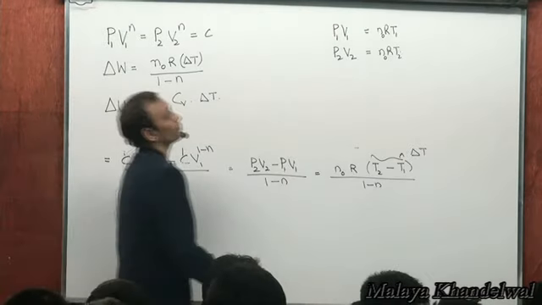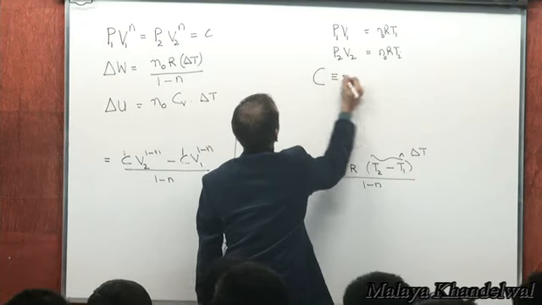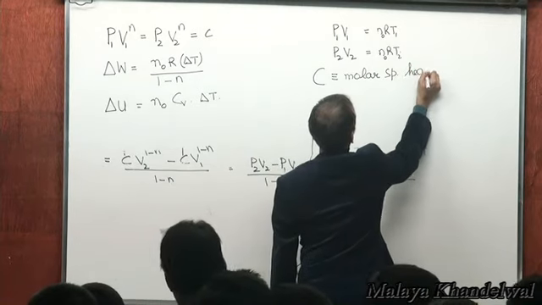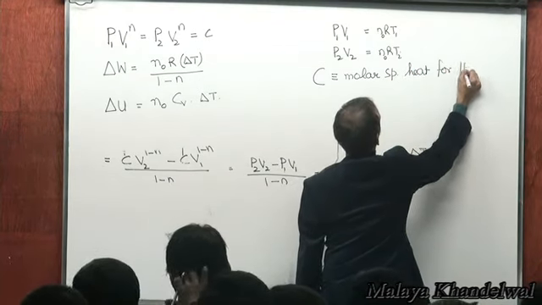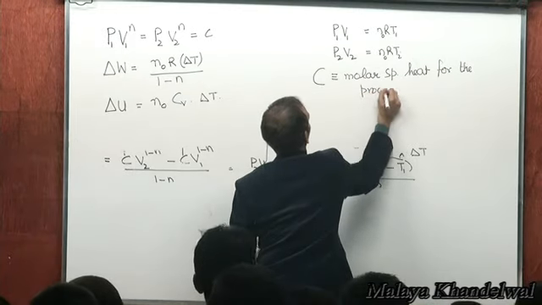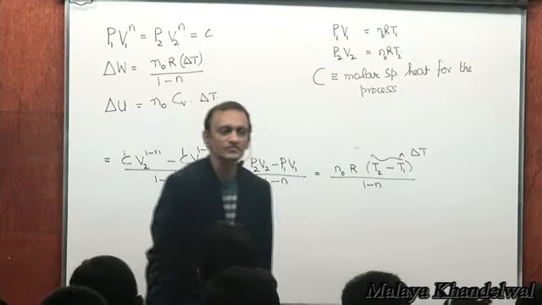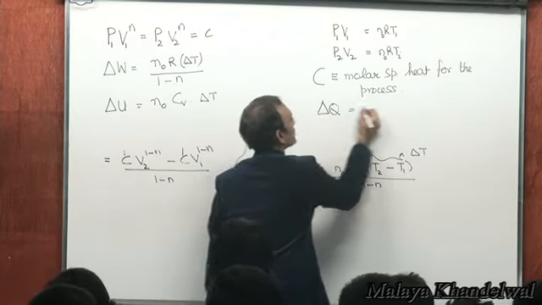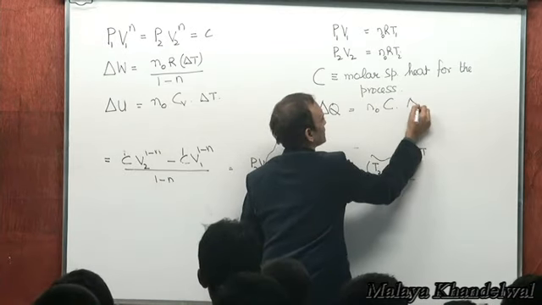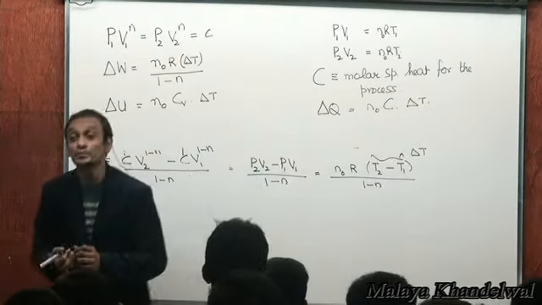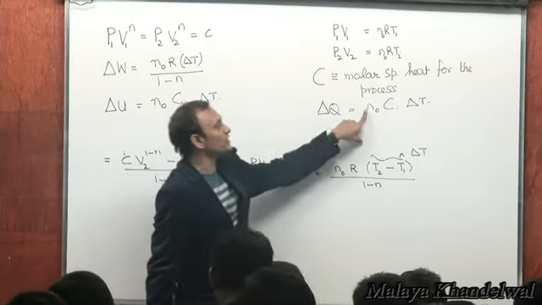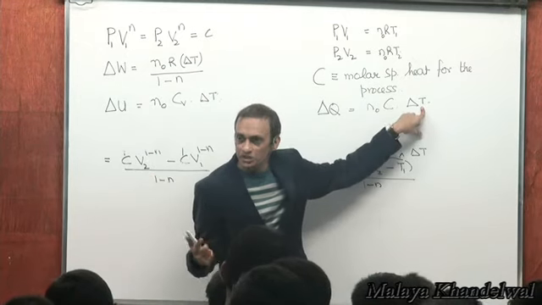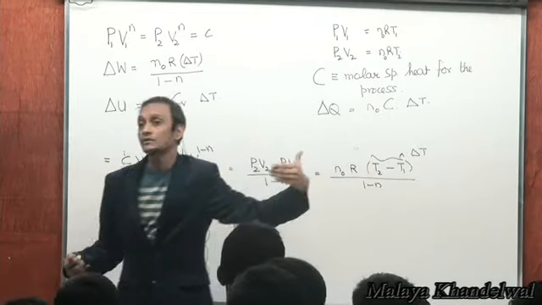Right? Now, if C is the molar specific heat for the process, then the heat required during the process must be n naught C into delta T, where C is a property for the process, right? The amount of heat required for 1 mole for a unit degree would be C. So for n naught moles and for change in temperature delta T, this is going to be the heat required, right?